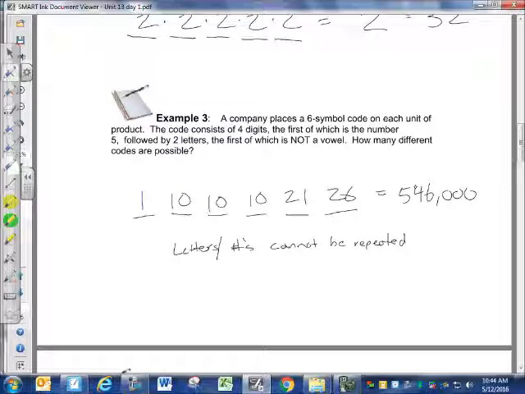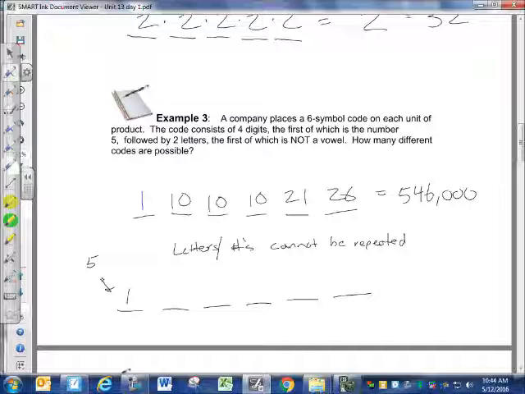Now, the question could be changed, and they could say, we have a 6-symbol code on each product, 4 digits followed by 2 letters. Same stipulations, the first number is 5, but they could say you cannot repeat a letter or a number. Now, the same process would hold. It's just you have to be cognizant of what amount of choices you could have. So the first number is still 5.